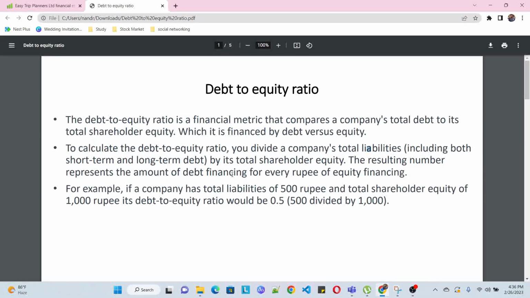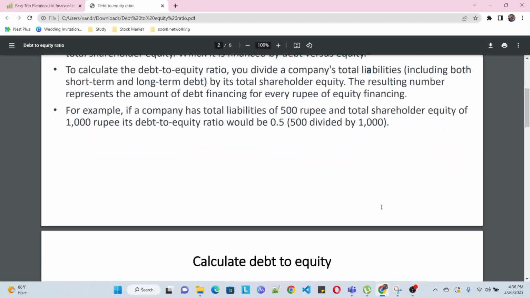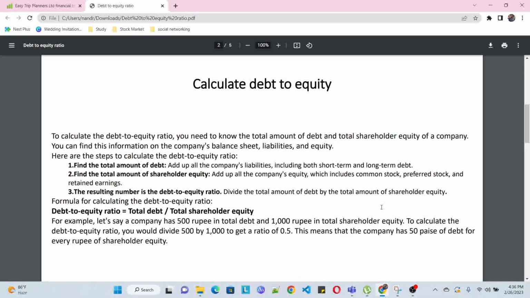For example, if a company has total liability of 500 rupees and total shareholder equity of 1000 rupees, its DE ratio would be 500 divided by 1000, which is 0.5. Calculating debt to equity: to calculate the DE ratio, you need to know the total amount of debt and the total shareholder equity of a company. You can find this information in the balance sheet, under liabilities and equities.